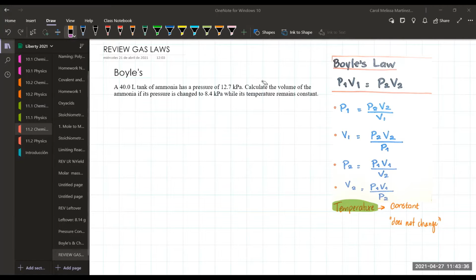So another tip that you have to take into account is the units. For example, I am giving you a pressure.